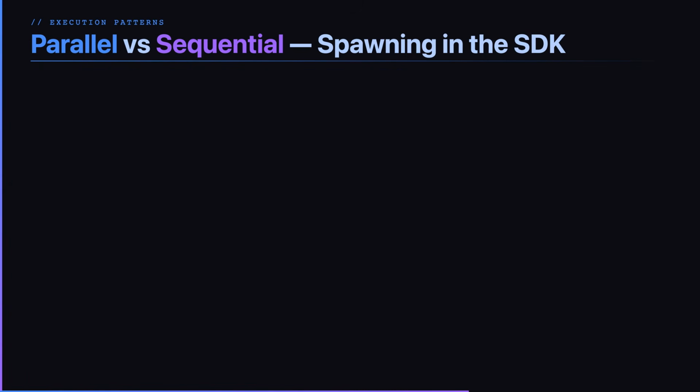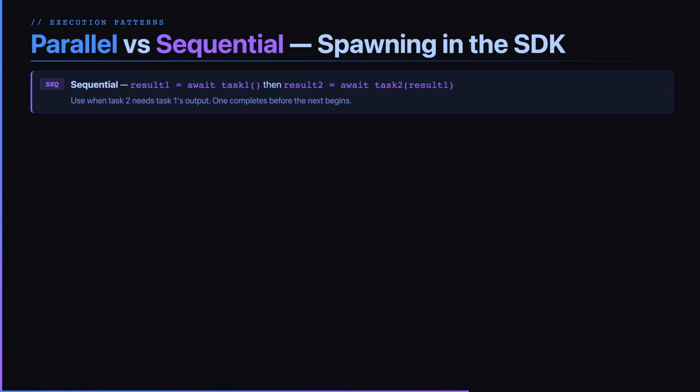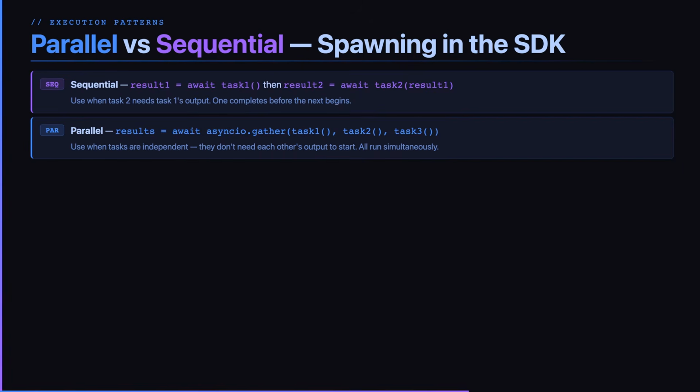The SDK supports 2 execution patterns for subagents, sequential and parallel. Choosing correctly is an exam question. Sequential. You await task 1, get the result, then await task 2 using that result. Use this when task 2 needs task 1's output to proceed. Parallel. asyncio.gather runs multiple tasks at the same time. Use this when the tasks are independent. They don't need each other's output to start.